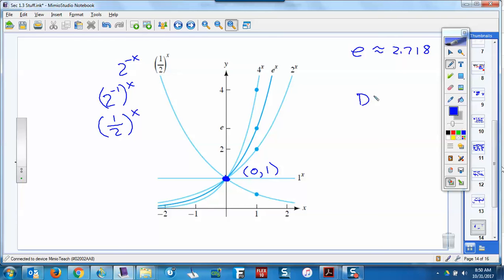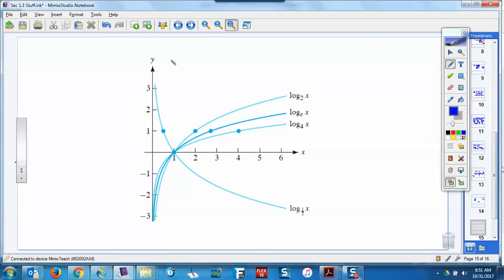The domain on those would always be all reals, right? You can plug in anything into your power here that you want. The range, unless it's been shifted, would just be positives. You take a positive base and raise it to anything, you're always going to get a positive value. If you raise it to a negative, you get the reciprocal. That's why it goes up over here. So that's exponential functions, a pretty basic looking thing.